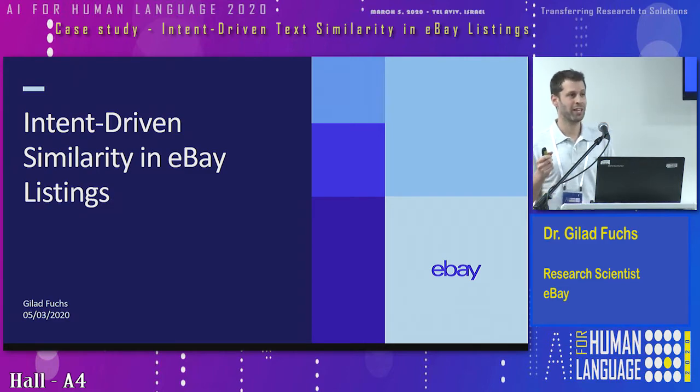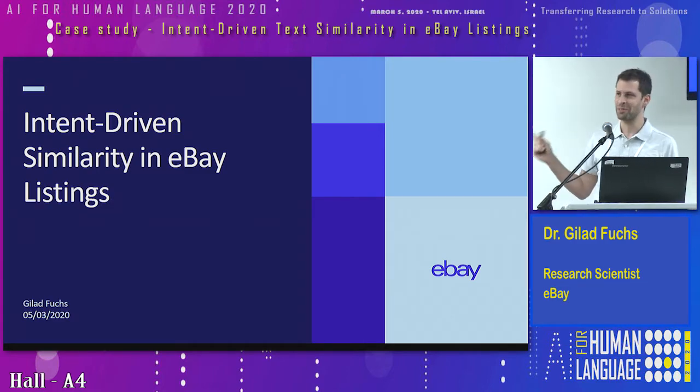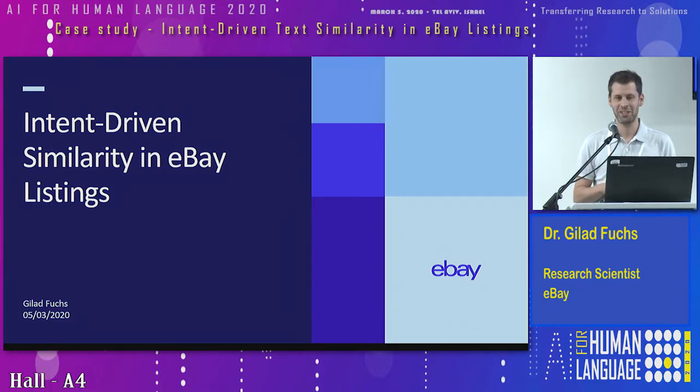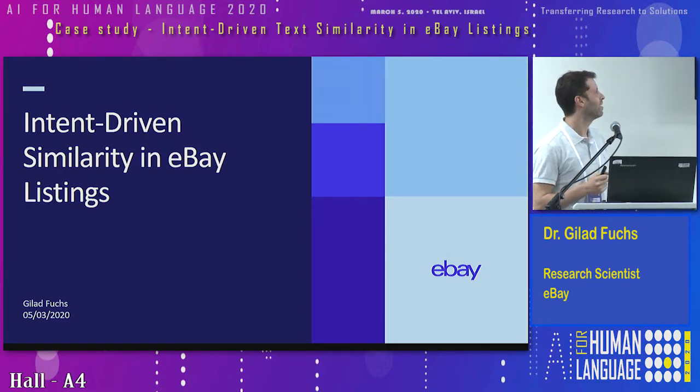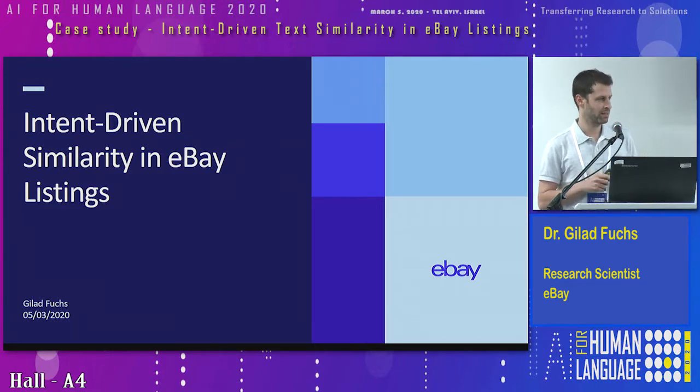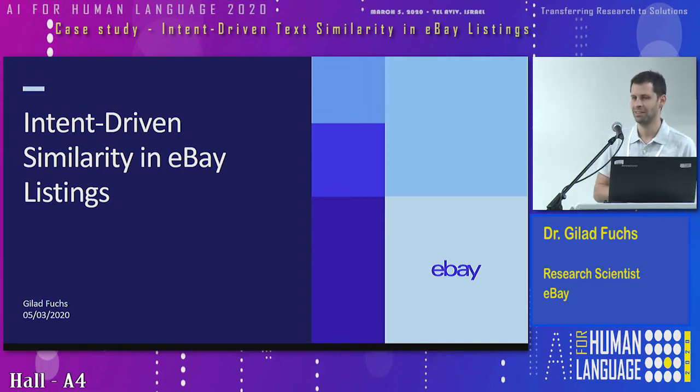So I'm going to talk today about something which is actually quite similar to what was discussed in the just recent presentation, but with some twist. I'm going to talk about the task of text similarity to find similar items on eBay based on item titles.